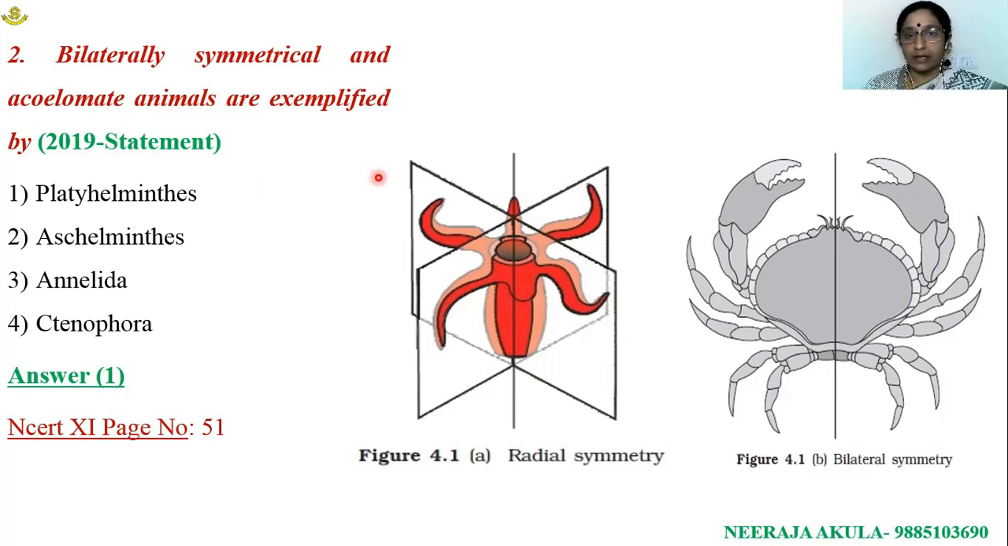Again, eucoelomate organisms are categorized into two types, schizocoelomates and enterocoelomates. In schizocoelomates, the coelom is formed by splitting of the mesoderm. In enterocoelomates, the coelom is derived from the archenteron. Let us see acoelomate organisms, where the coelom is absent, as in Platyhelminthes. In Aschelminthes, pseudocoelom is present. In annelids, schizocoelom is present. In Ctenophora, coelom is absent.